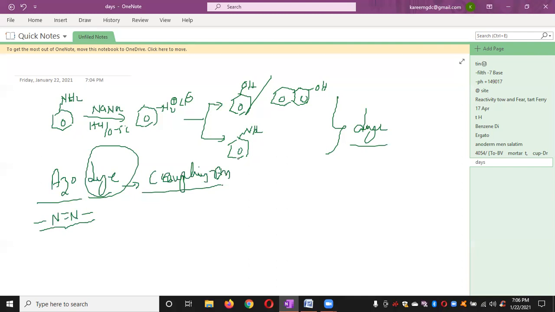That means this H will be replaced by this group. Sorry, not the phenyl group. This carbon will be attached to the azo group, one nitrogen, and that nitrogen is attached to this phenyl. Okay, I will show you the mechanism. Don't get confused or messed up. I will show you.